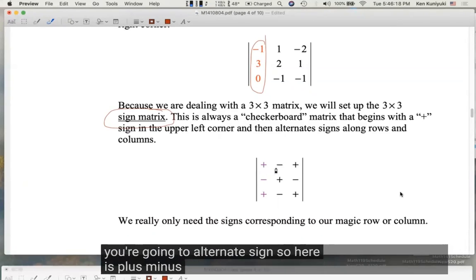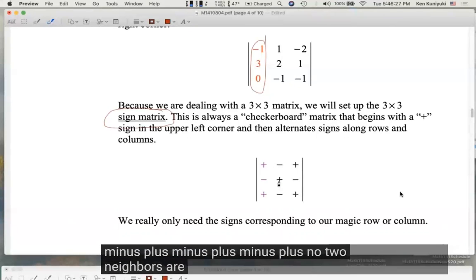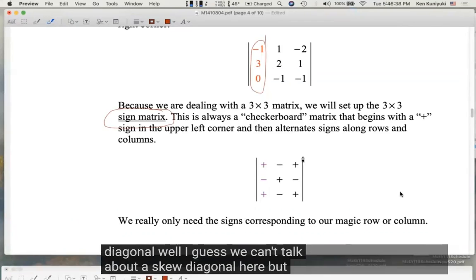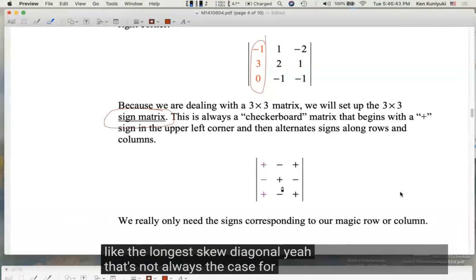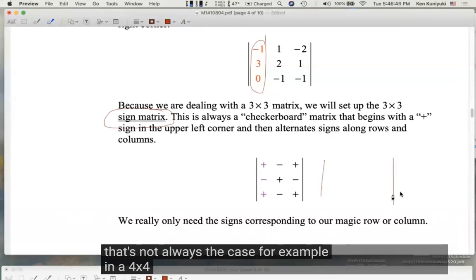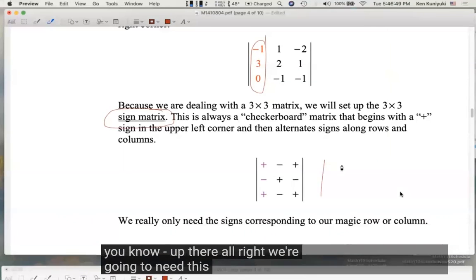So here it's plus, minus, plus. We can take a walk: minus, plus, minus, plus, minus, plus. No 2 neighbors are the same sign, and it will always be plus signs on the main diagonal, not necessarily on the skew diagonal. Well, I guess we can't talk about a skew diagonal here, but this is like the longest skew diagonal. That's not always the case. For example, in a 4x4, you'd have a minus up there. All right, we're going to need this thing later on.